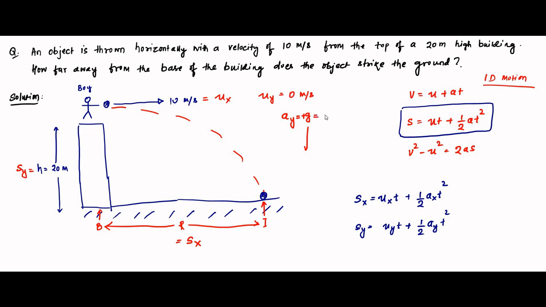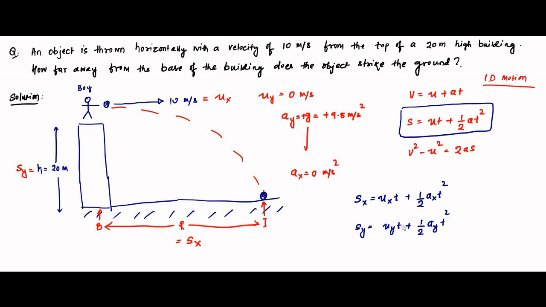As nothing is mentioned, we can put the value of 9.8 meter per second square, and there is no acceleration component along the horizontal direction or x-axis. So Ax is equal to 0 meter per second square. Now we have all the parameters assigned. Now simply we have to put the values and get the answer.